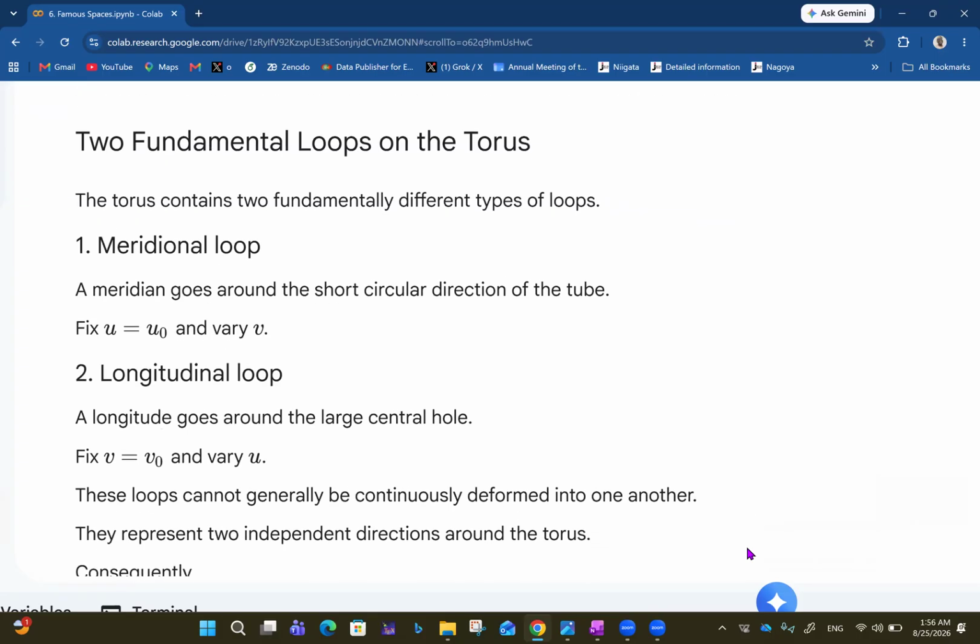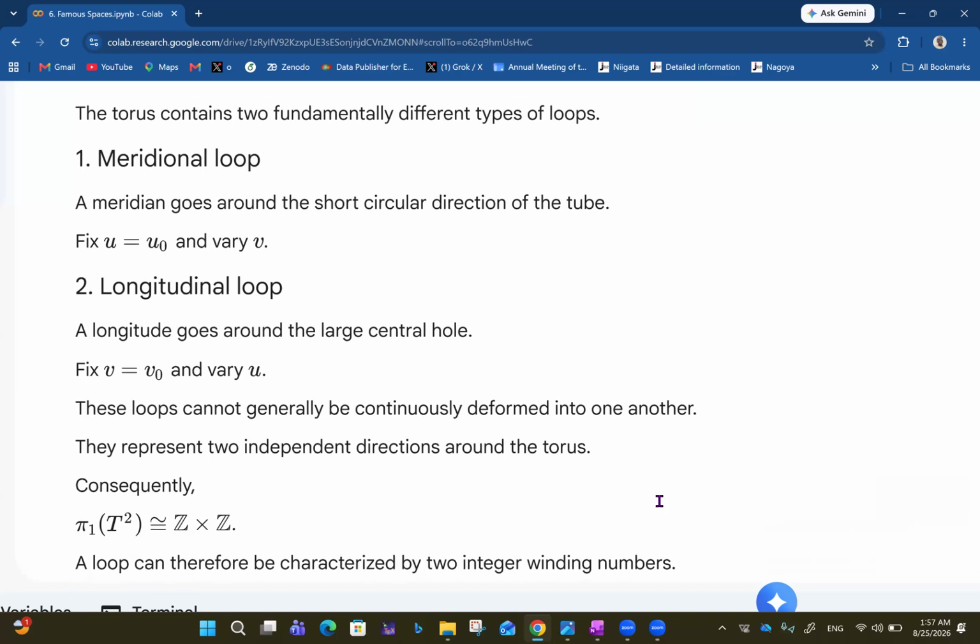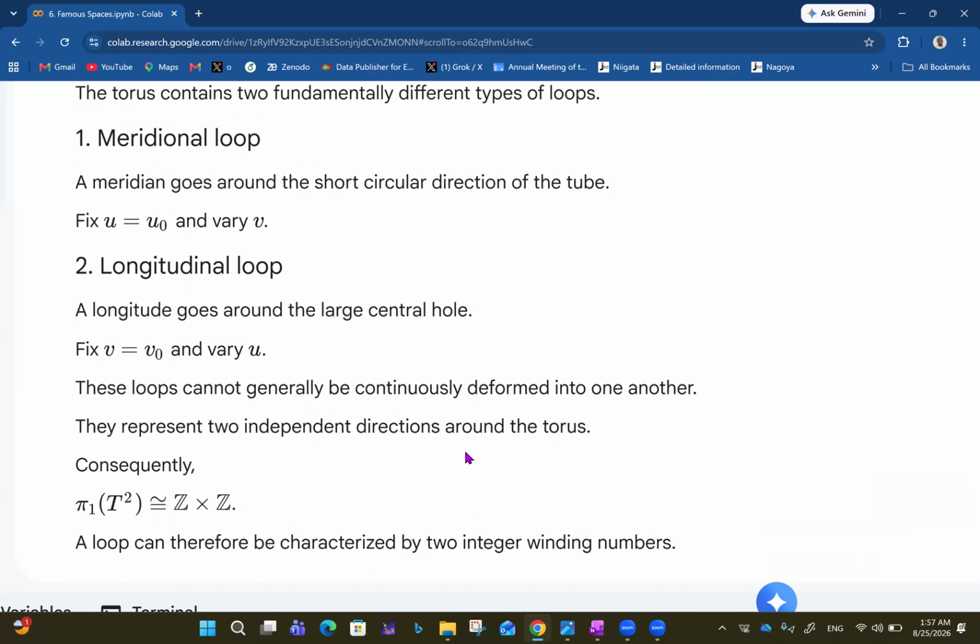But now, two fundamental loops on the torus. The torus contains two fundamentally different types of loops. It has a meridional loop. A meridian goes around the short circular direction of the tube, so you can fix U to be equal to U naught and vary V. Then you have the longitudinal loop. A longitudinal loop goes around the large central hole. So fix V equals V naught and vary U. These loops cannot generally be continuously deformed into one another. So they represent two independent directions around the torus.